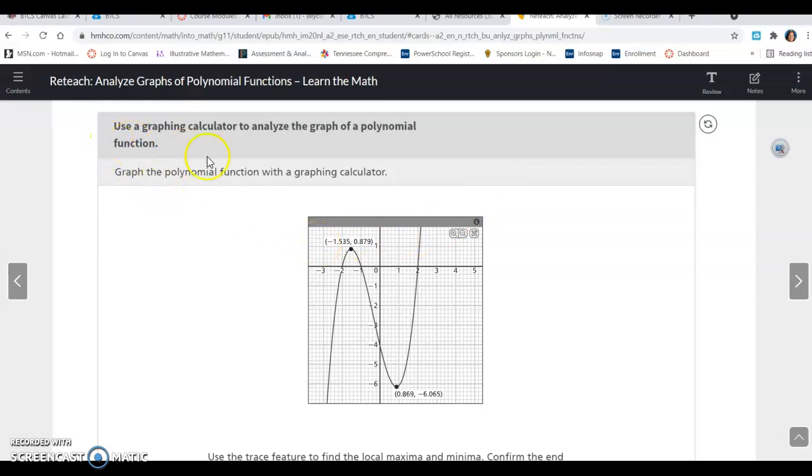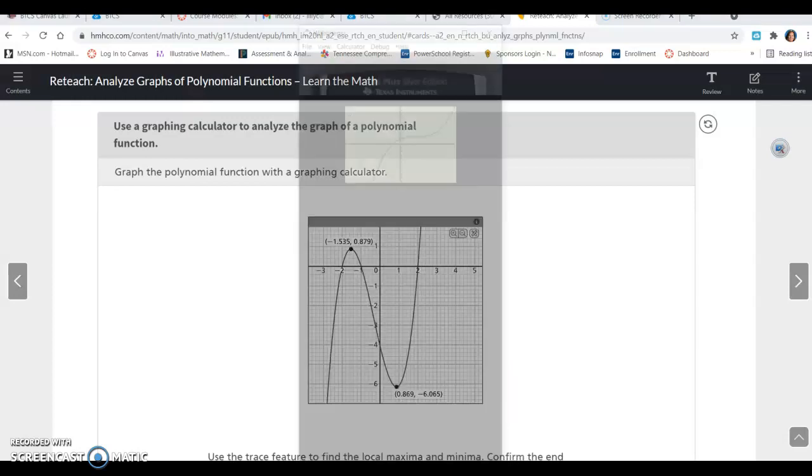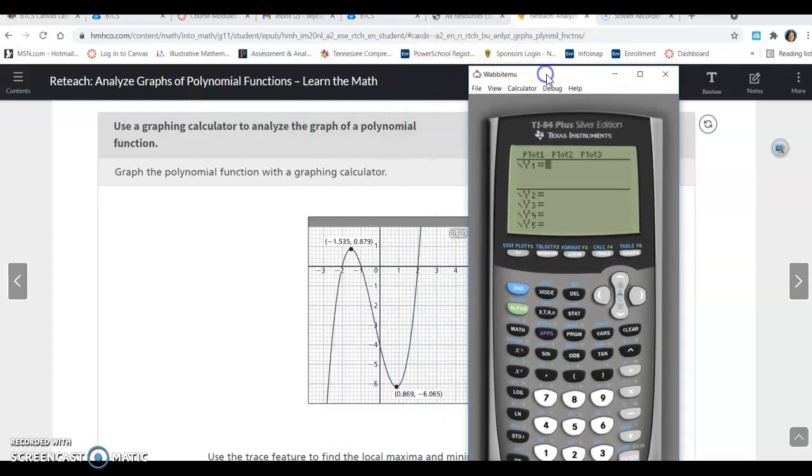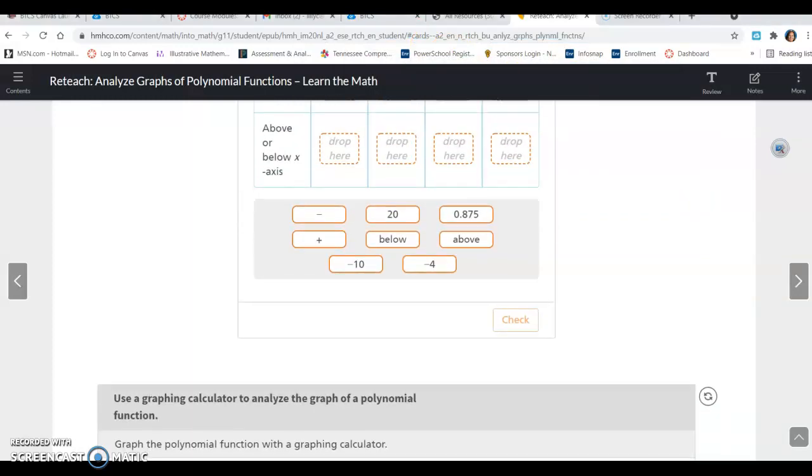All right, it says use a graphing calculator to analyze the graph of a polynomial function. Graph the polynomial function with a graphing calculator. So I can use my graphing calculator, and let's just look at how to graph that. So let's clear the previous function we had.